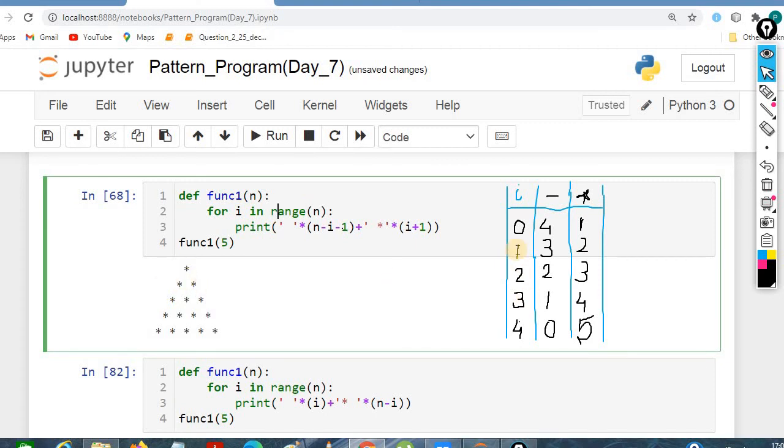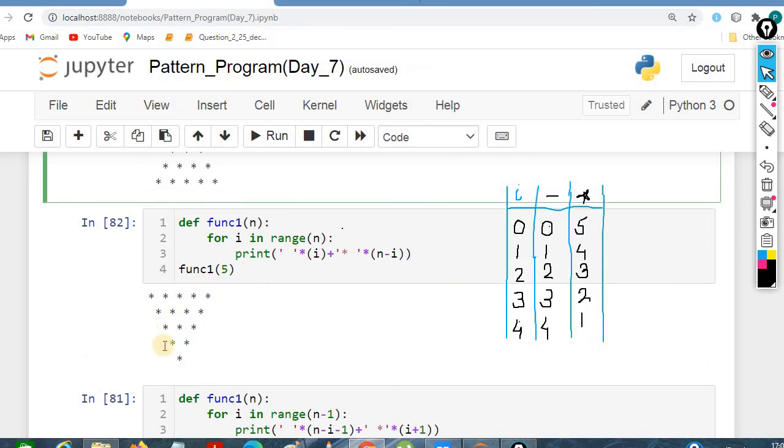So for the first iteration it will print this one star. For the second iteration it will print these 2 stars. For the third iteration it is going to print 3 stars. For the fourth line it is going to print these 4 stars. For the fifth line it is going to print these 5 stars. This way we are getting the result. Let's see the next program.